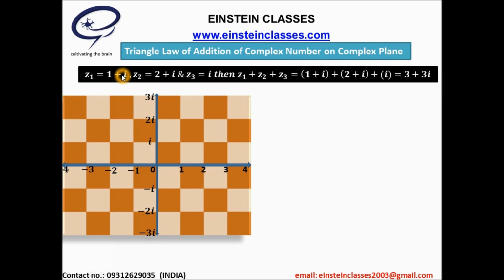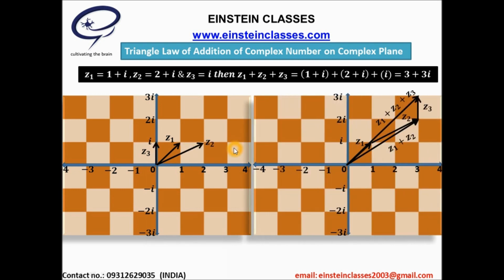Now we are going to represent the addition of three complex numbers z1, z2 and z3. And z1 plus z2 plus z3 will come out 1 plus i plus 2 plus i plus i. After addition, you can get the value of 3 plus 3i. Now we are going to represent the addition of three complex numbers on this complex plane. First of all, we have to represent z1 and then z2 on this complex plane and then z3. Now the addition of three complex numbers will be represented on the complex plane according to this.